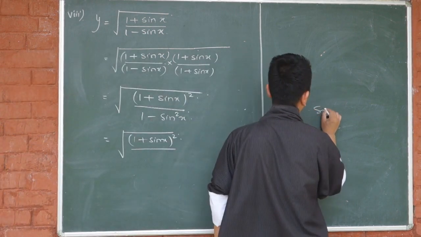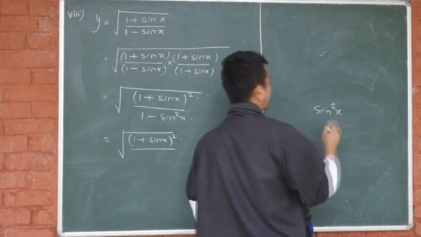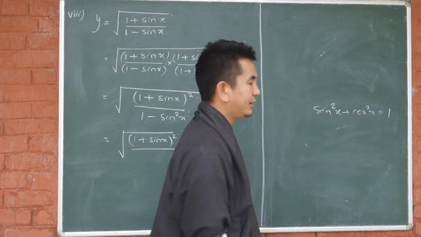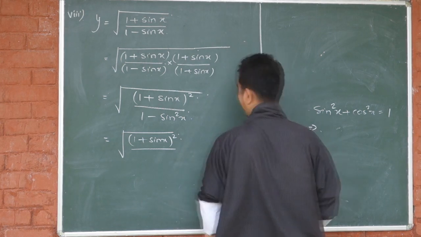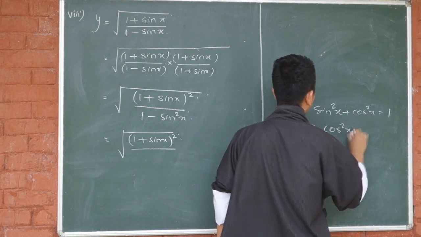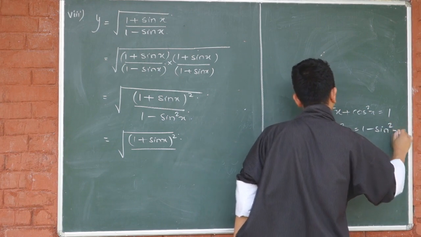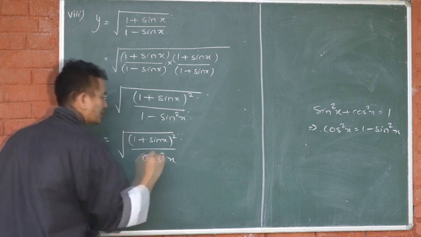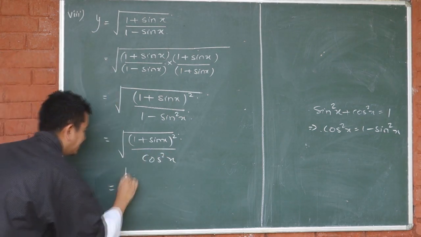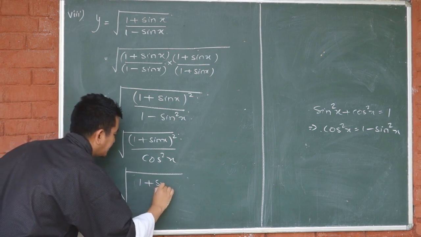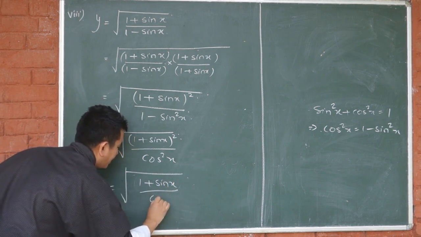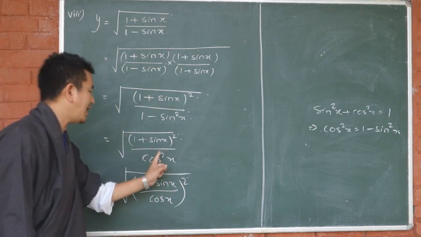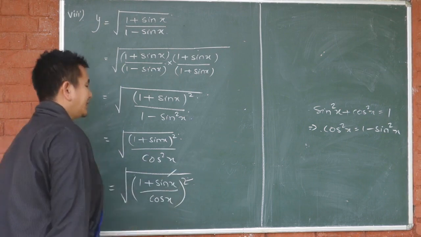We know the double angle of this one. As per the Pythagoras theorem, we have sin square x plus cos square x is equivalent to 1. Using this Pythagoras theorem only, you can use this identity, which implies we have cos square x is nothing but 1 minus sin square x. Did you get this one? So what is 1 minus sin square x? Cos square x. Let me rewrite this. This can be written as 1 plus sin x divided by cos x whole square. Right? This is square, this also is square. Square and root will get cancelled.